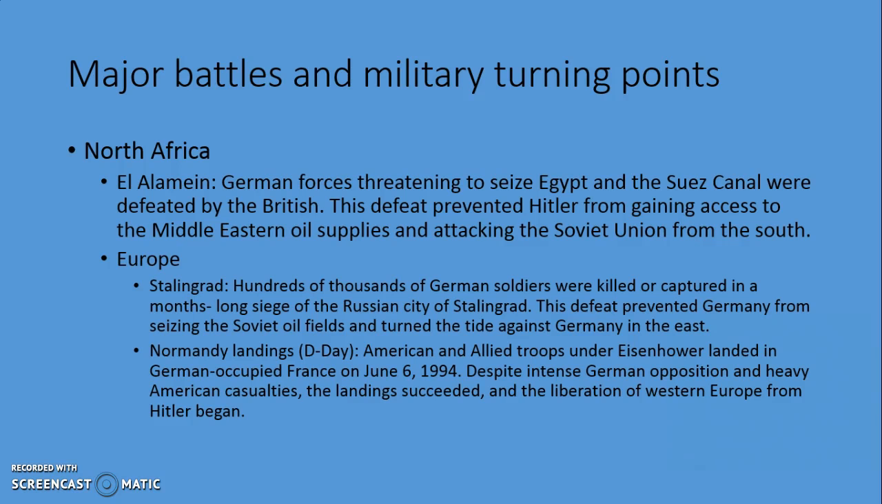In Europe, there's a couple major turning points. Stalingrad is going to be the turning point in the Soviet Union. Stalingrad is the last stronghold that the Soviet Union has in World War II, and it prevented Germany from seizing the Soviet oil fields. This turns against the German tide in the east. This is a battle that the Soviets outlast the Germans in, I wouldn't say win, but outlast, and it is going to help them solidify and be able to regain their country back.